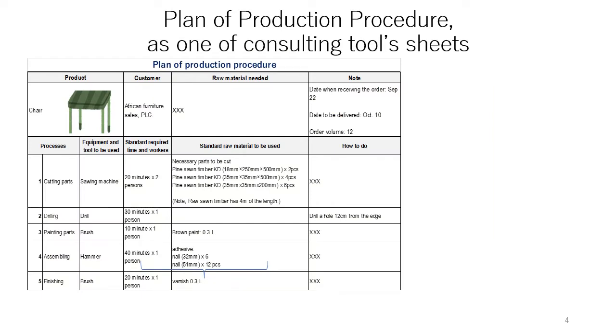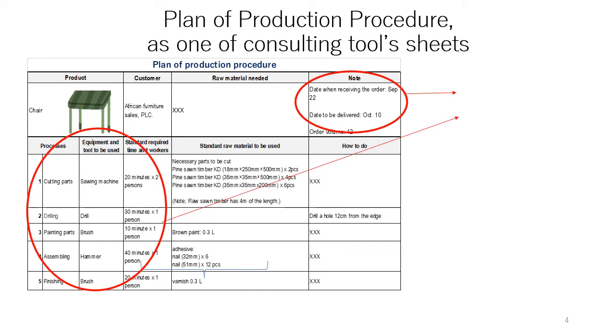This slide presents an example of a procedure plan, one of the important components of the production plan. Supposing that the company receives an order for a chair, first, the basic information such as order date, date to be delivered, and so on should be mentioned. Then, the company should define the production procedure to produce the chair. Such information can facilitate the elaboration of the production schedule.